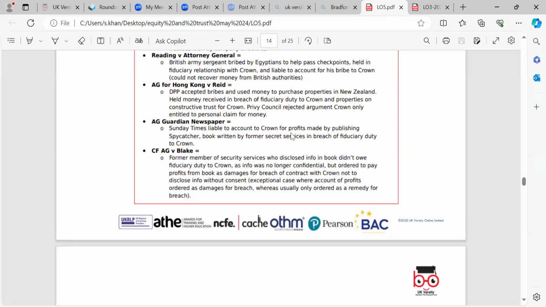And then Attorney General v Guardian, Sunday Times liable to account to the Crown for profits made by publishing Spycatcher, a book written by a former Secret Service member in breach of fiduciary duty owed to the Crown.